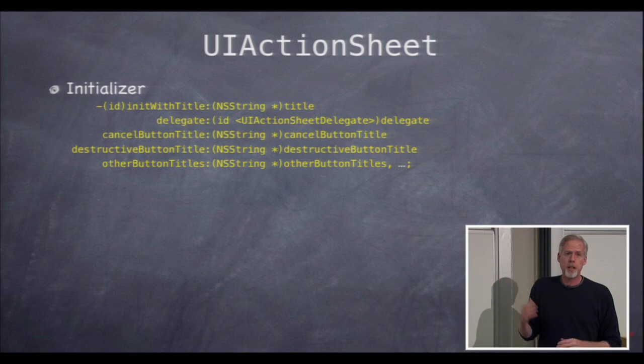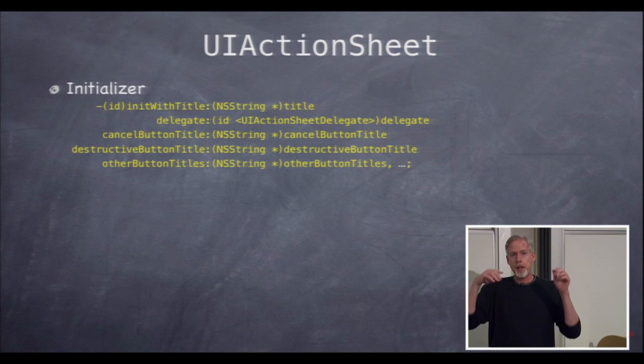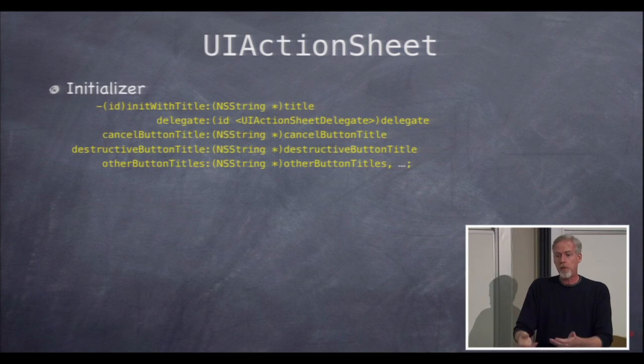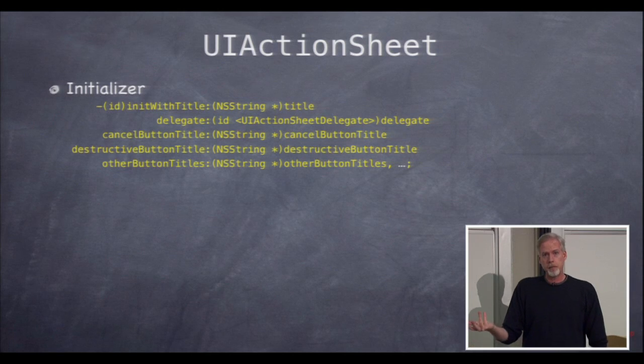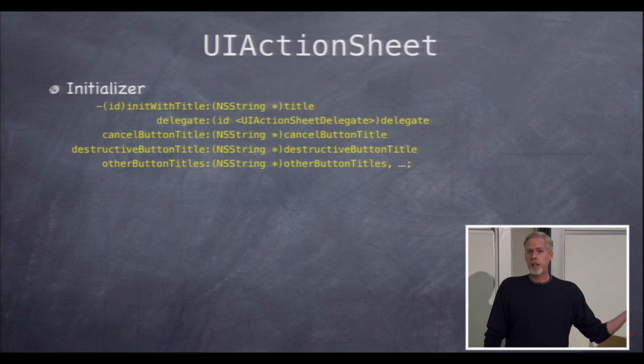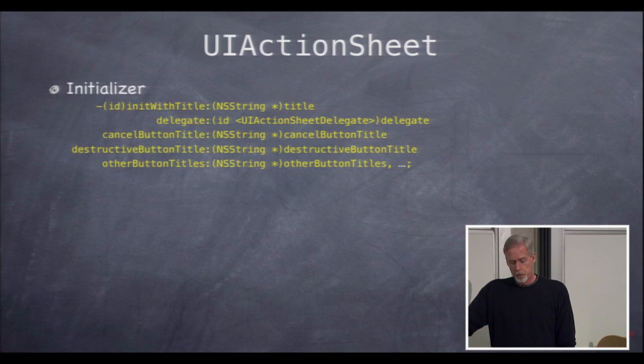This is its designated initializer. It's the only initializer, actually. And you can see that it gets initialized with a title that appears at the top of the action sheet. A delegate, that's how you're going to find out what the user chose. A cancel button title, which is usually cancel, but it might be no or something like that. Destructive button title, that's like self-destruct or delete. And then other button titles, which can be as many as you want.